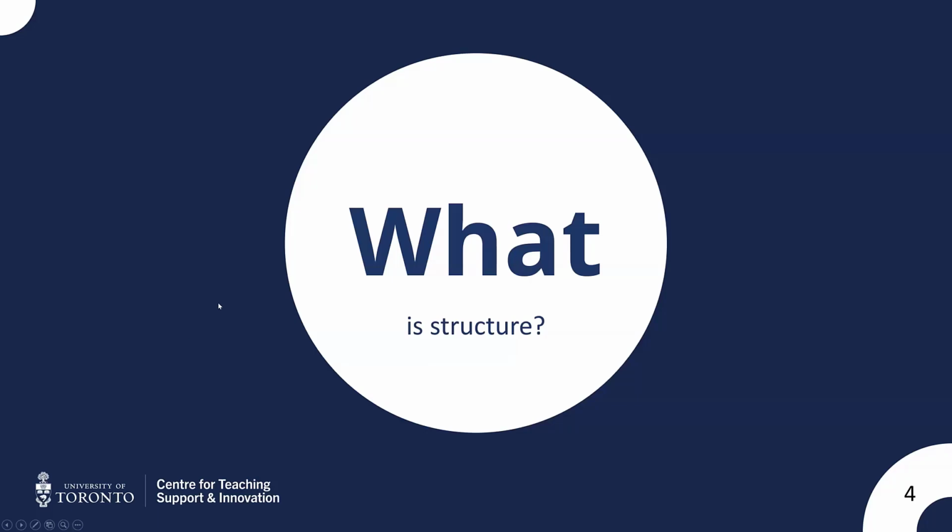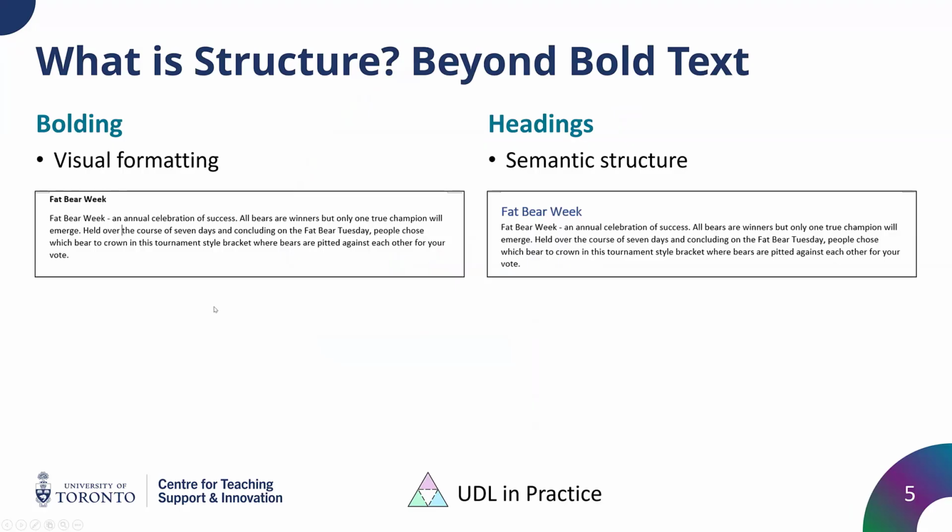So what is structure? When we're talking about structure, we're talking about beyond bolding your text. So when you're using bold, say in Word or on your Quarkus page, that's what we call visual formatting. It doesn't contain any semantic meaning. When you're using headings, though, the semantic structure is built in. So structure isn't just about how something looks, it's about how something is coded behind the scenes. So while bold might look like headings, screen readers and accessibility checkers don't recognize it as a structure.